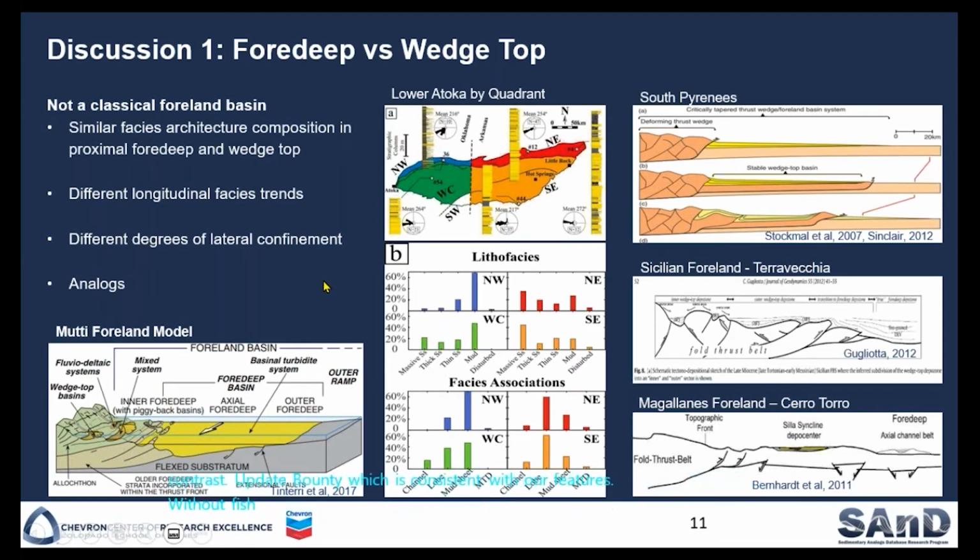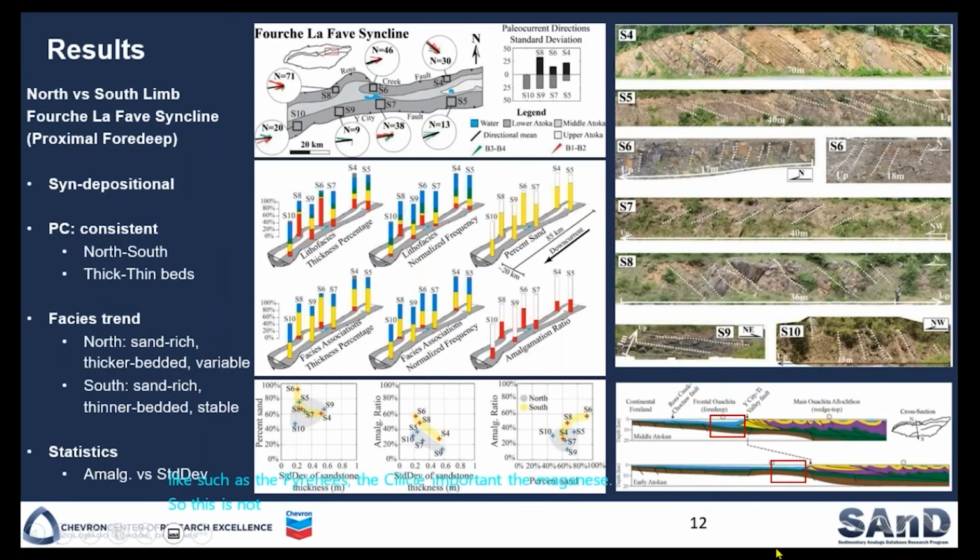This is also found in many other foreland basin systems, such as the Pyrenees, the Cilician foreland, and the Magallanes. So this is not uncommon. So we can zoom in to the Foredeep, the proximal part of the Foredeep.